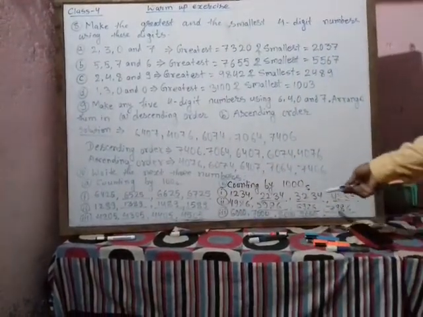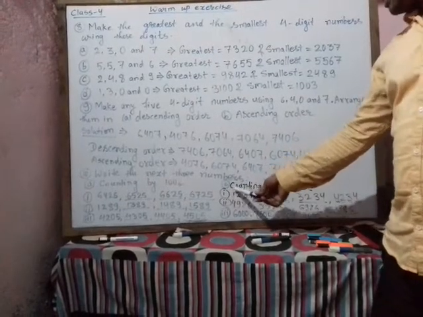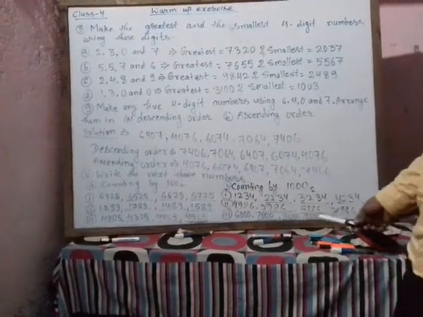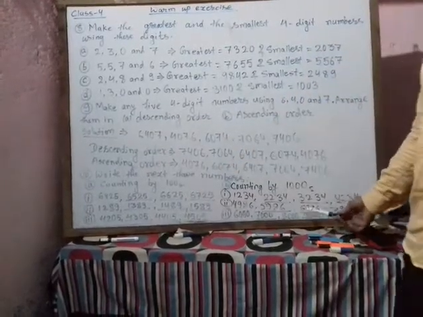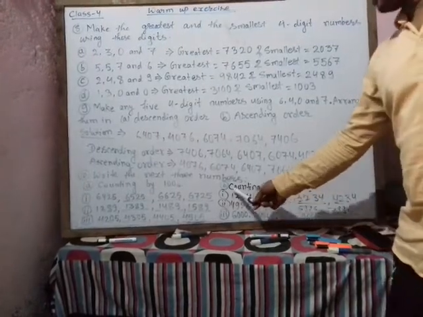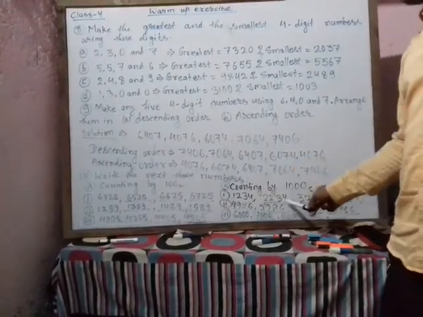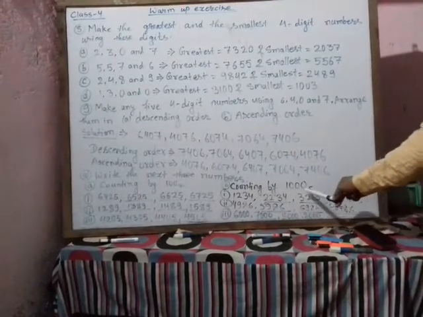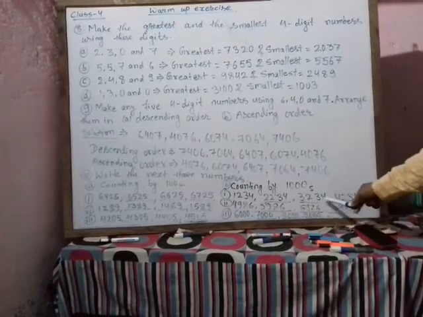Now we will move to the next question of the same question number 10, that is counting by thousands. That means here we increased 100, here we will be increasing 1000. So you can see here 1234, in the 1000 place there is 1, so the next number will become 1 more, that is 2234. Again the next number will become 1 more in the 1000 place, 2 will increase to 3, 3234.